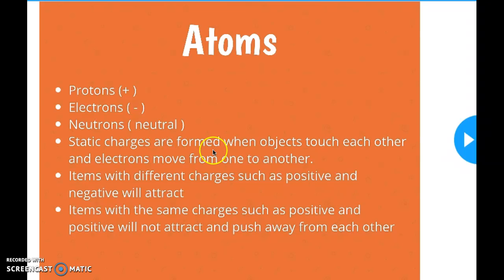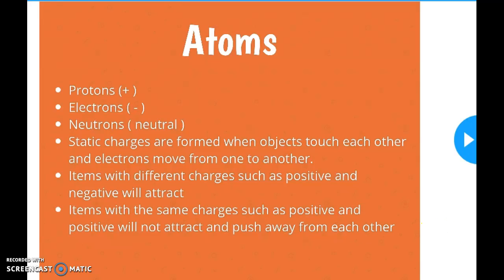Static charges are formed when objects touch each other and the electrons move from one to another. Items with different charges, such as positive and negative, will attract and come together. Items with the same charges, such as positive and positive, will not attract and will push away from each other.